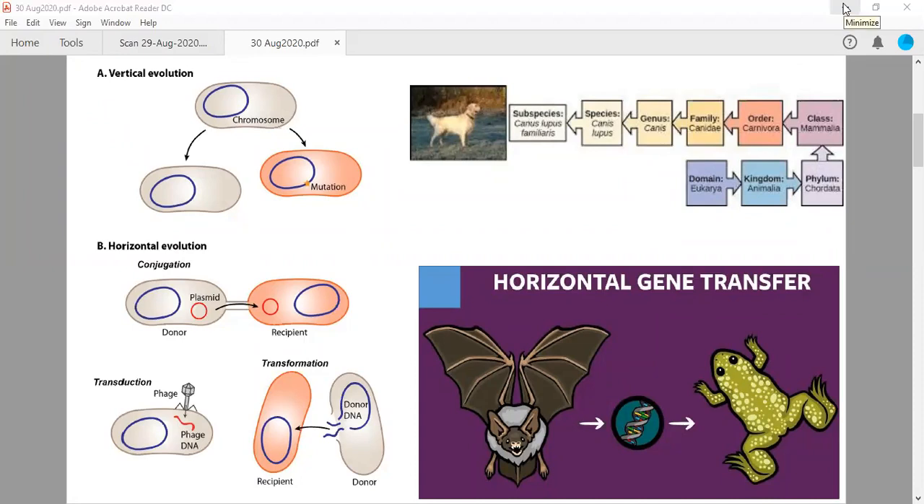Only what you need to remember is if this is the same species and it is from parents to offspring, for example from bat to bat, this is a kind of vertical gene transfer. But if it is happening between 2 different species of either eukaryotes or bacteria, then it is referred to as horizontal gene transfer, right? So this is the way you need to remember this.